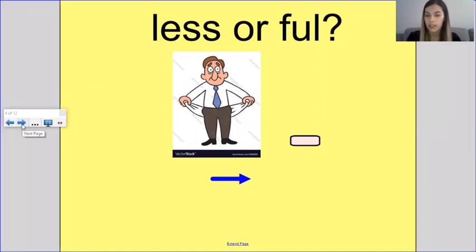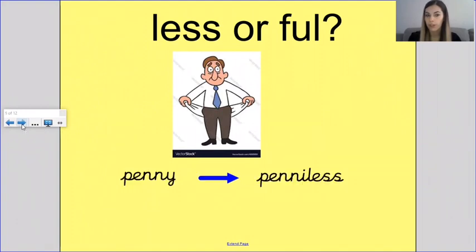Okay, for those of you that are ready, let's have a look. So here I have penny to penniless. I wonder if you managed to come up with that one. If you did, you replaced your Y with an I before you added less? Well done if you did, and well done if you gave it a go. Let's have a look at another one.